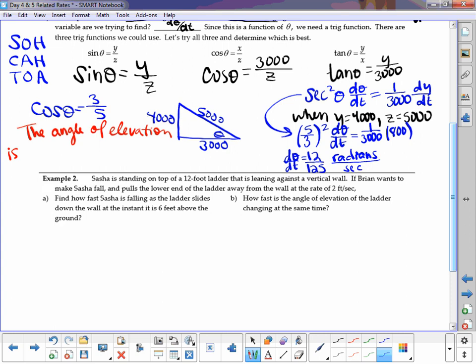Okay, so the angle of elevation is changing at a rate of 12 over 125, or you could say it's increasing at that rate of 12 over 125, whichever you feel like. I like throwing in that it's increasing, bonus knowledge. Increasing at a rate of 12 over 125 radians per second.